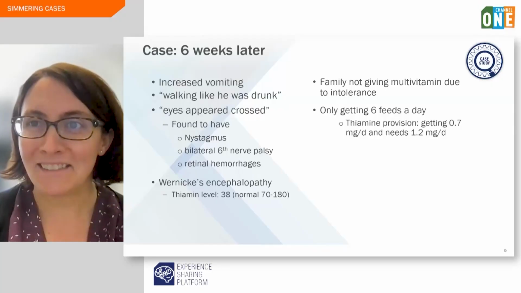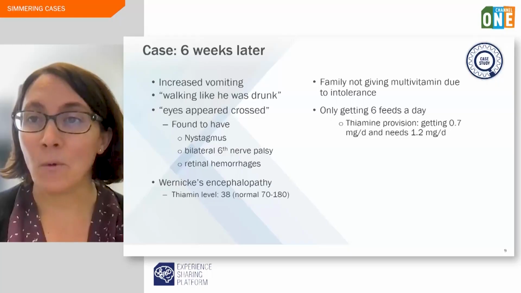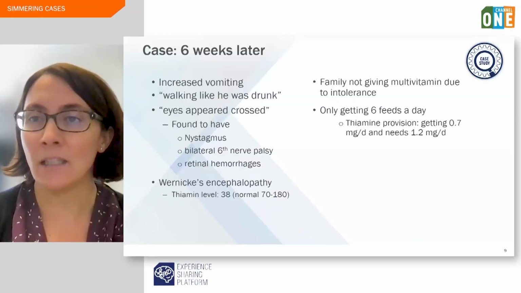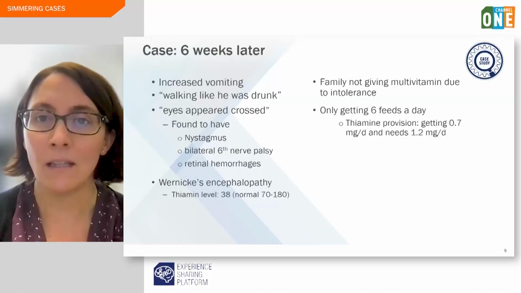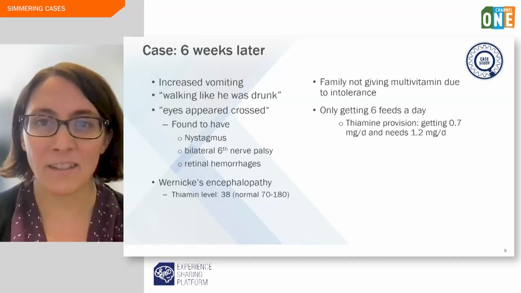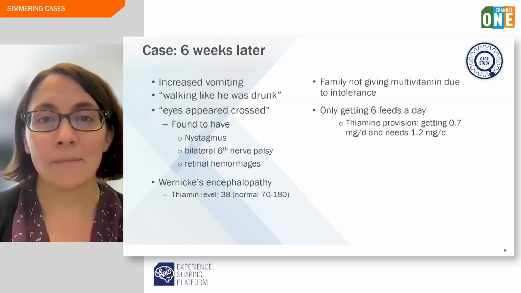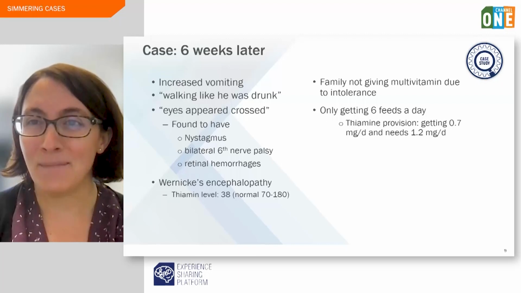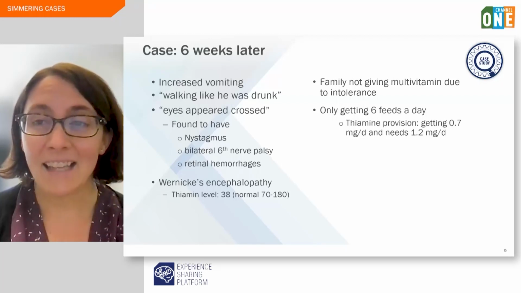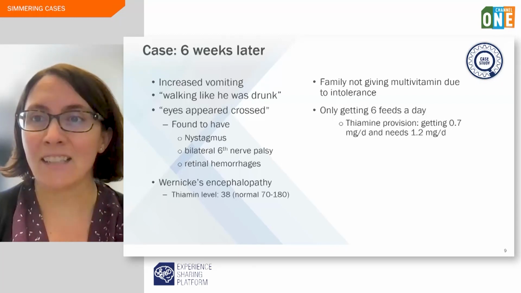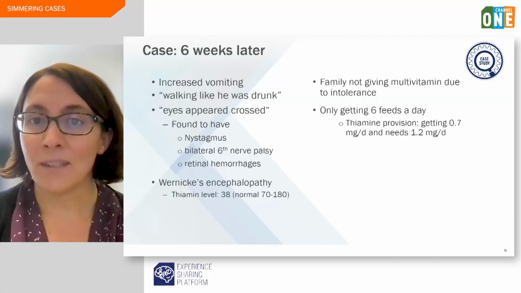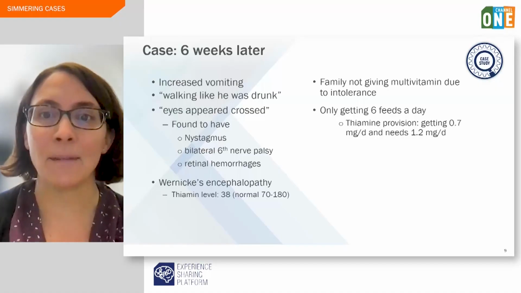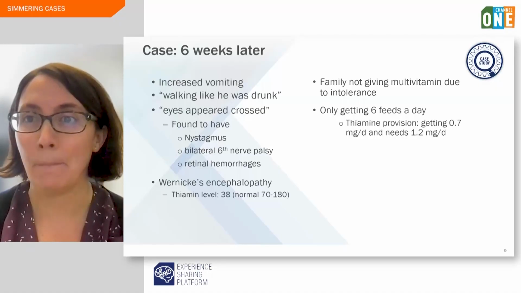Why did this happen? It's a big concern we all have. Was it that he couldn't absorb the multivitamin to the extent that we were hoping he could with his intestinal resections? That probably played a role, but it's actually deeper than that. It's more than just what the anatomy is and what patients can absorb. We found that his family was not giving the multivitamin because he started vomiting with it. And we had thought he was getting 7 feeds a day, but he was actually only getting 6 feeds a day. This meant that his thiamine provision was 0.7 milligrams per day, and his needs were estimated at least 1.2 milligrams per day.